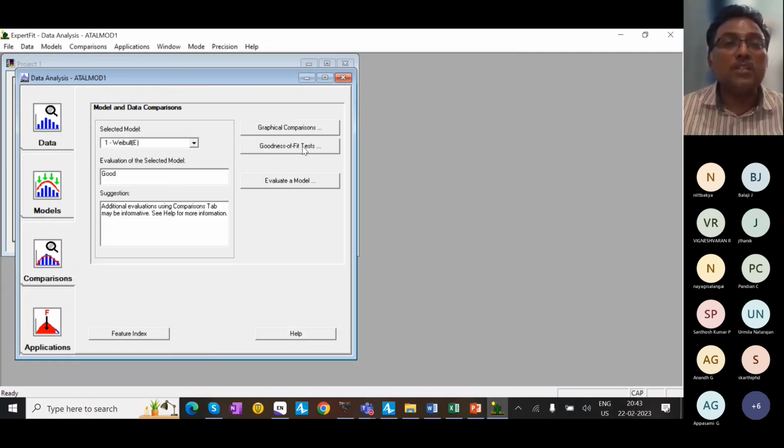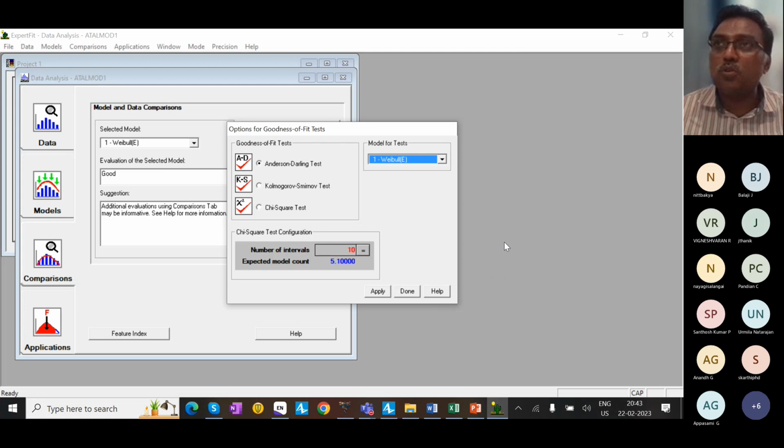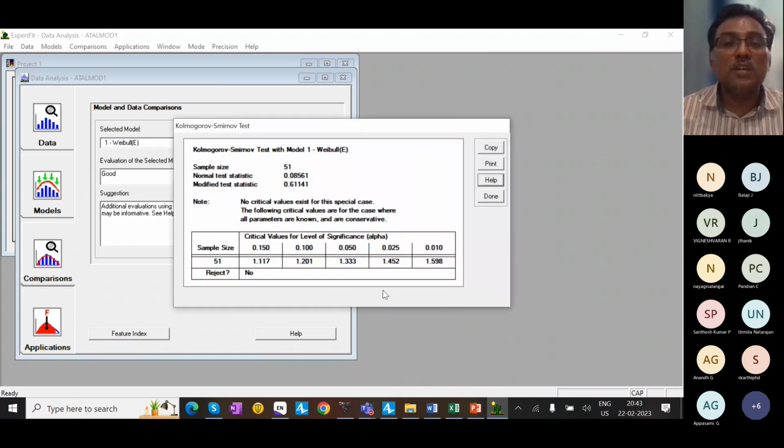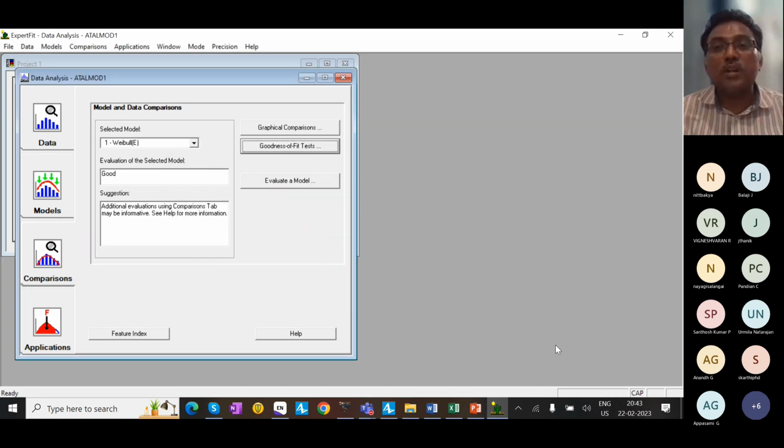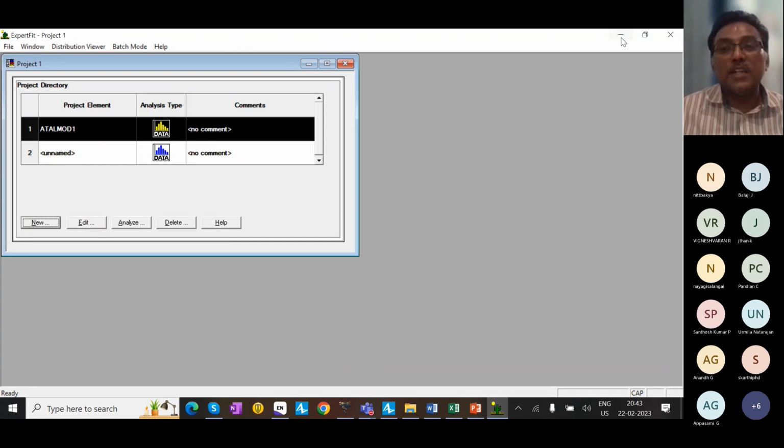Typically this is done with a goodness of fit test. Those who work on statistics know these tests: the Kolmogorov-Smirnov test, chi-square test, and Anderson-Darling test. So you can do the KS test and see whether to reject or not. No, you have to accept. According to this test, the data belongs to the Weibull distribution. This kind of learning will be useful for you once you attend the training session.